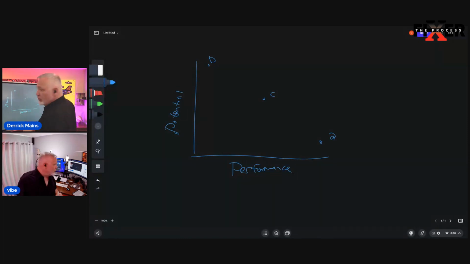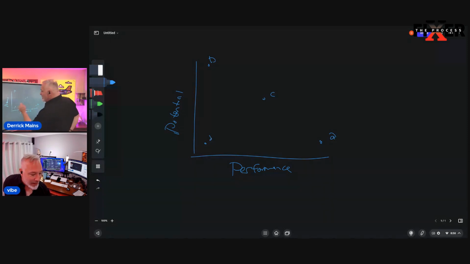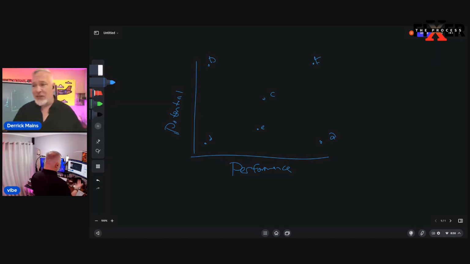Maybe we have somebody who we're struggling with a little bit. We'll call them D. They have low potential, low performance. They really haven't worked their way out. They haven't shown their value yet to the organization. Maybe let's throw a couple other ones in here too. Maybe we have an E, somebody who's middle of the road performance and middle of the road potential. We'll drop him in here. F, this is a rock star. This is somebody who's great performance, great potential inside the organization.